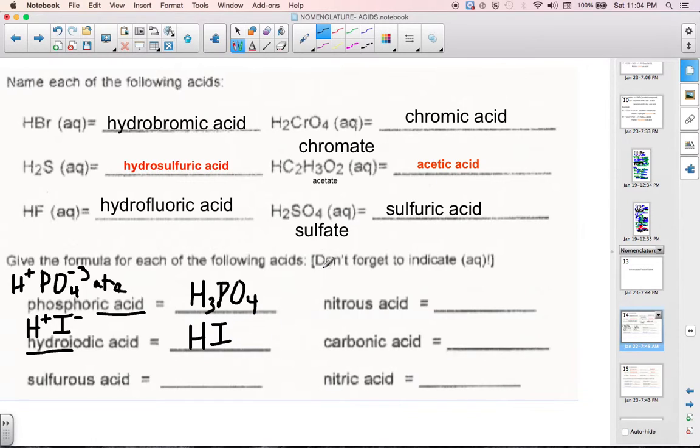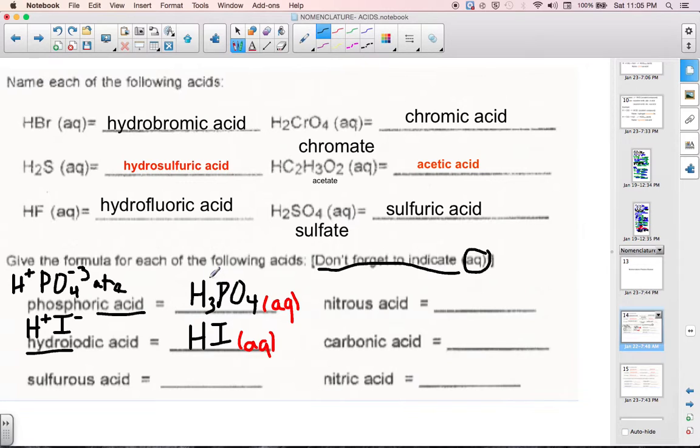One thing that I have to keep in mind is not to forget to indicate when it's an acid. So I have to make sure I go back and check that my formula has this aqueous symbol, since we're making acids. So AQ. Okay, now it's an acid.